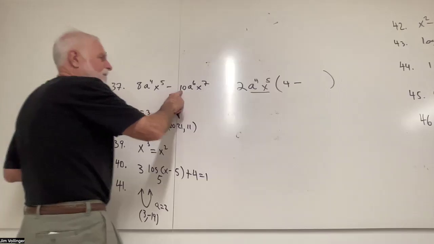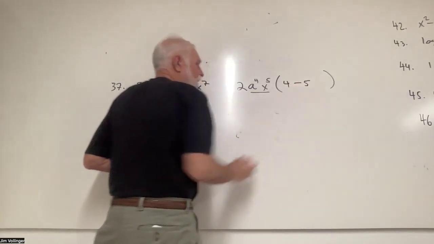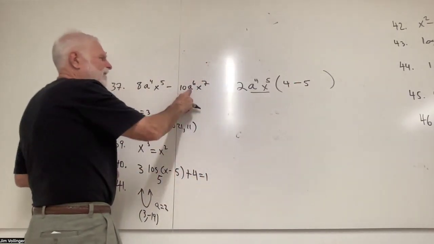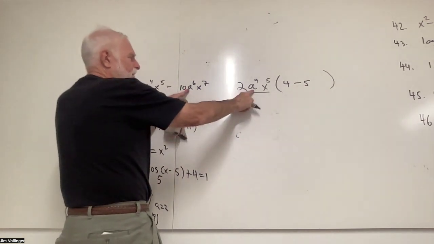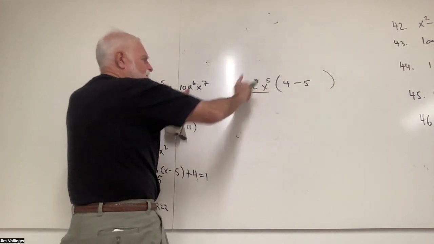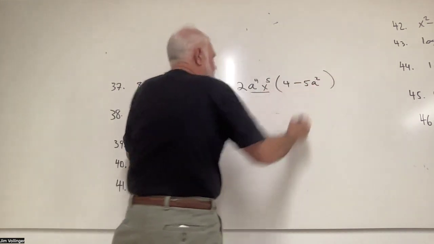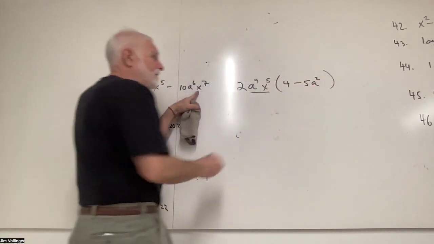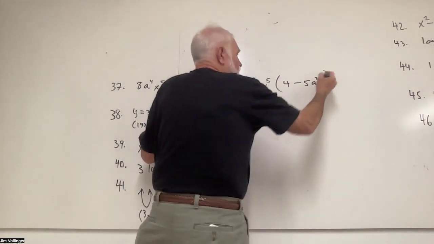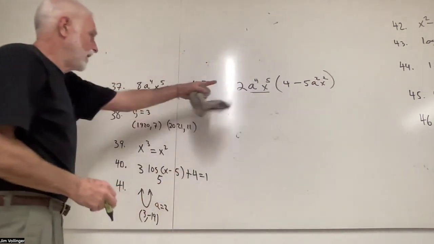And then I'm subtracting. 2 times what gets me 10? 2 times 5. And now I have a to the 6th. I've already got a to the 4 built into this multiplication, but I've got to get up to a to the 6th. I think we're looking at a squared. And I've got to get to x to the 7th. I think we're looking at x squared. That's how you do that problem.